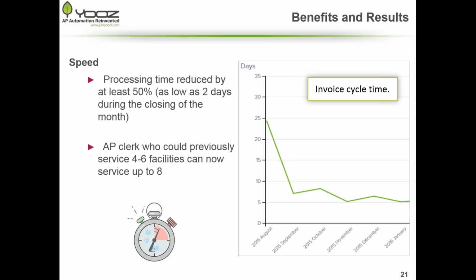So as I just said, reduced by 15%, and some invoices were being processed in as little as 2 days at month's end. And accounts payable clerks who were previously working on 4 to 6 facilities each were now able to work on up to 8 because they were saving that much time processing those invoices through the system.